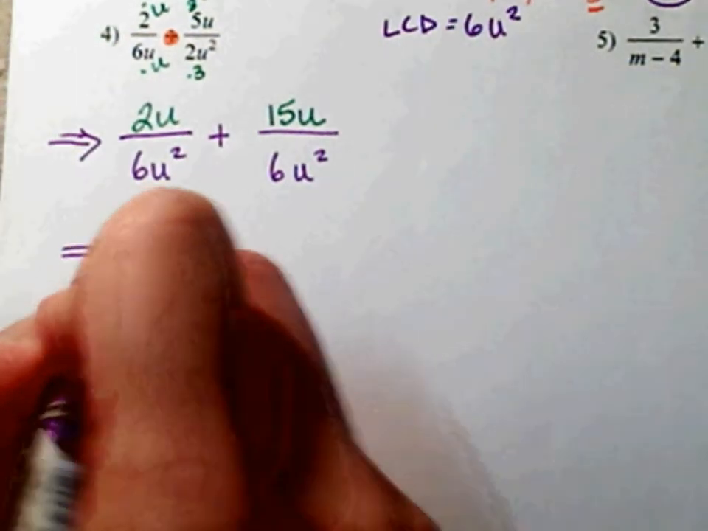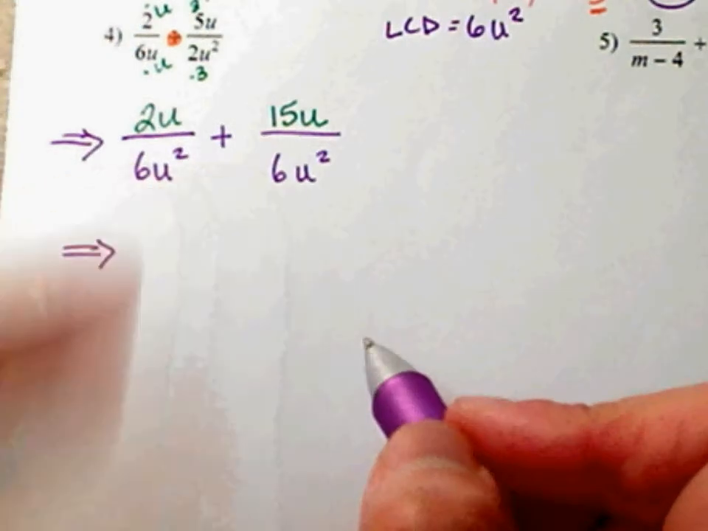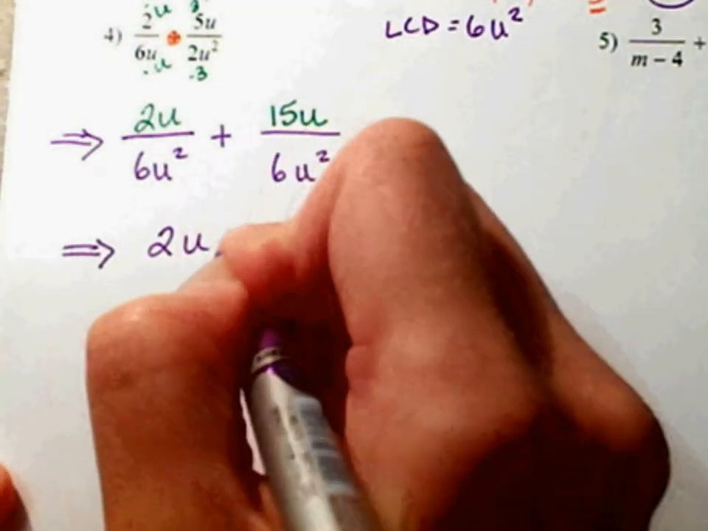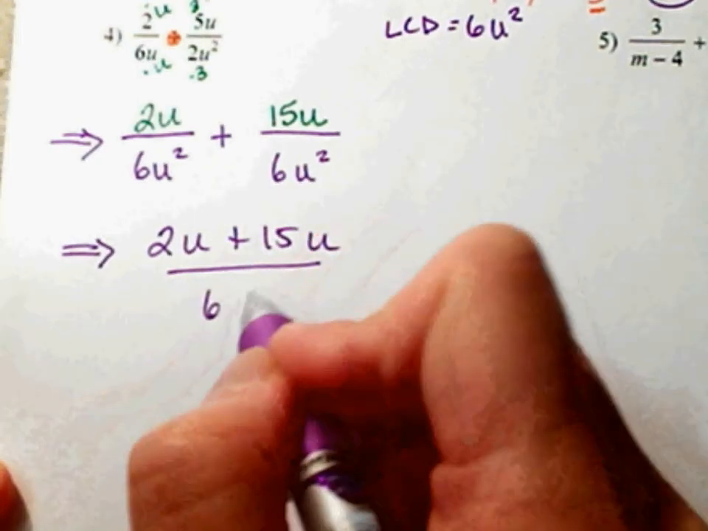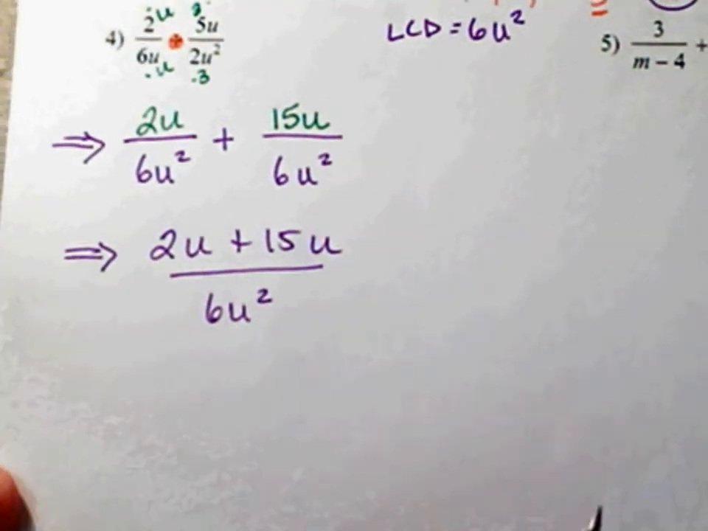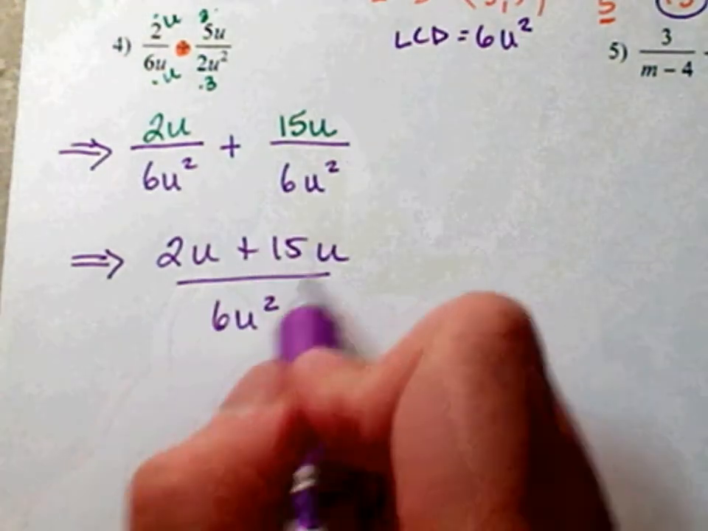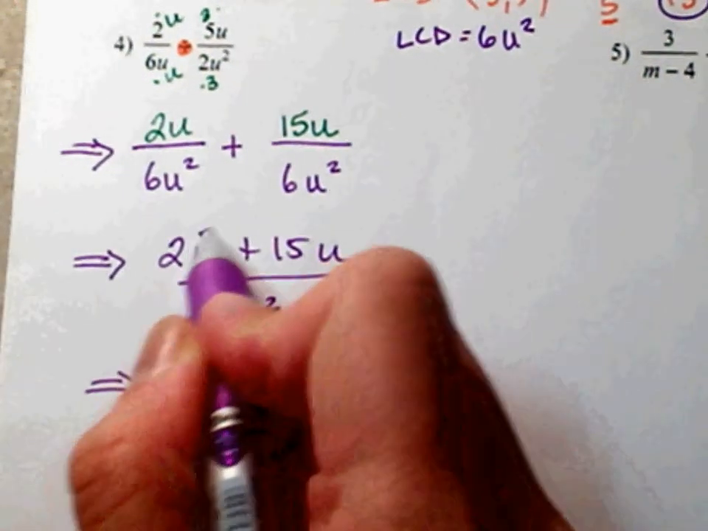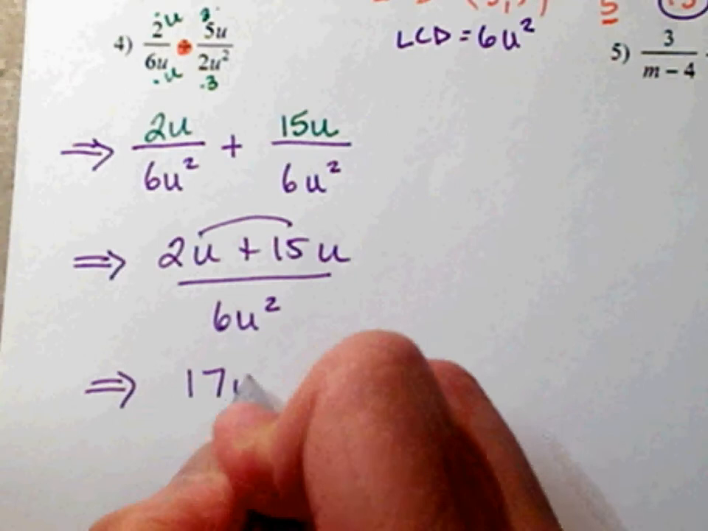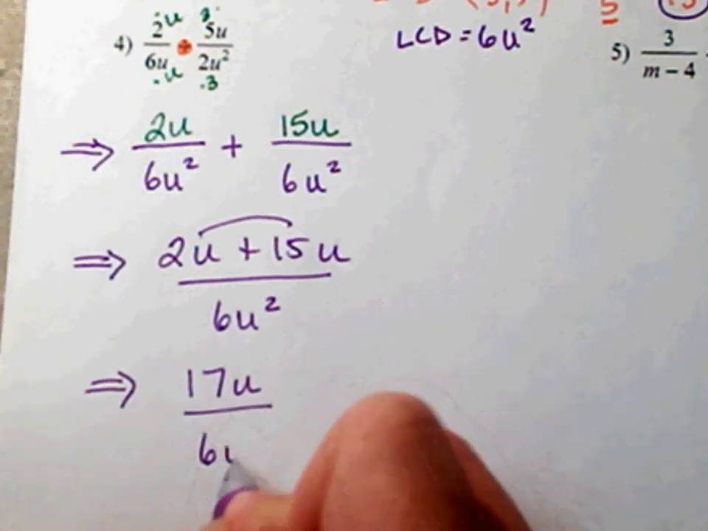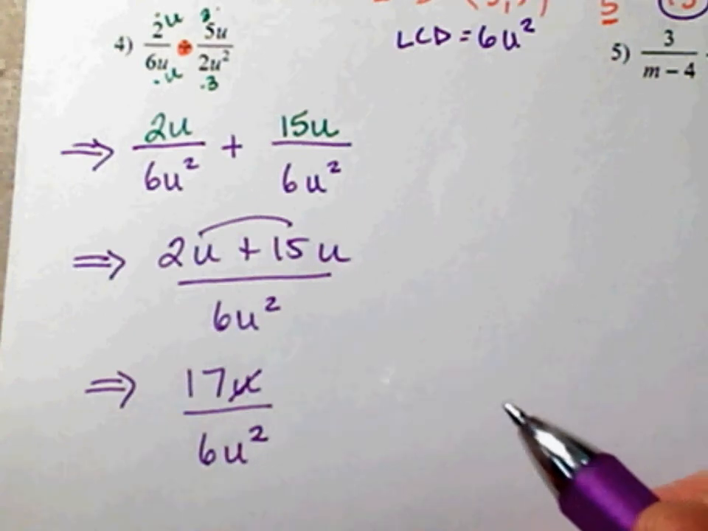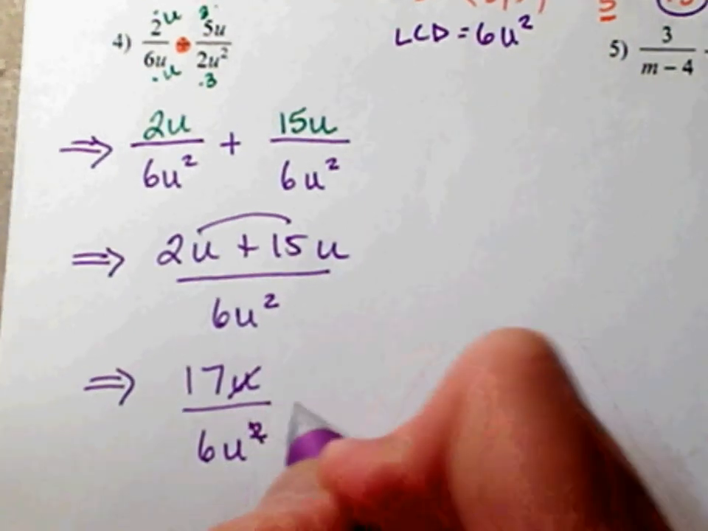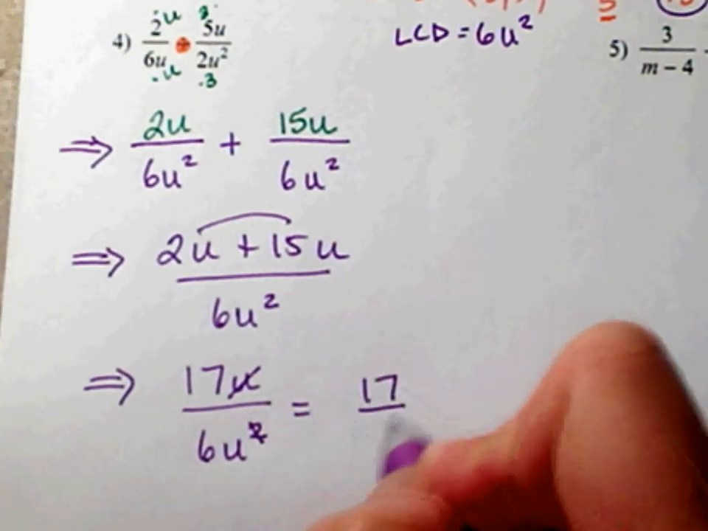Now, rewrite it as one fraction. 2u plus 15u over 6u squared. What do you have in common? Combine your like terms. 17u over 6u squared. Okay? Cancel out one of your u's. When you do, you have 17 over 6u.